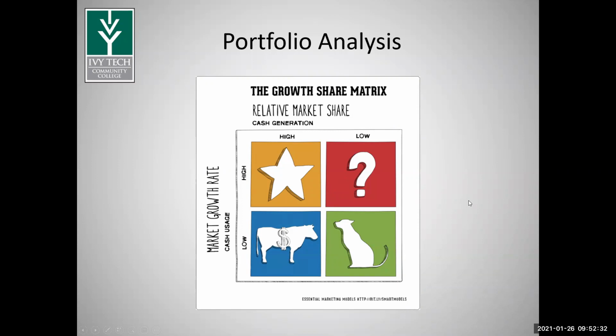Now, when I do this in class and I draw this on the board, believe me, I do not draw very well. So I can make the star and I can make the question mark, but I just put the words moo and bow wow in the cash cow and dog category.